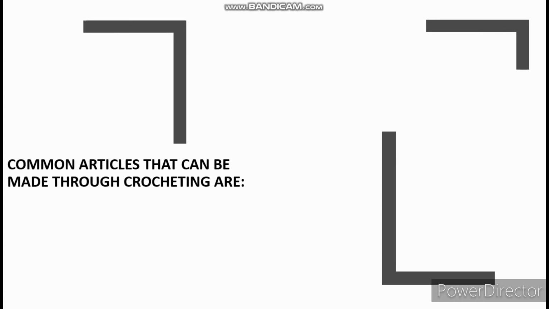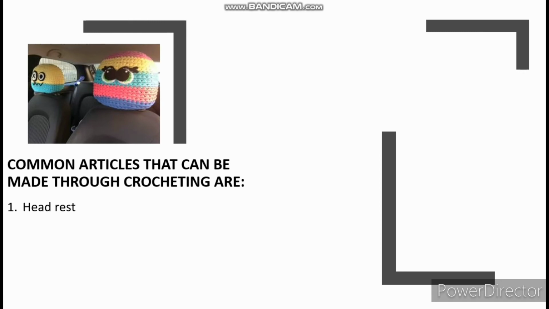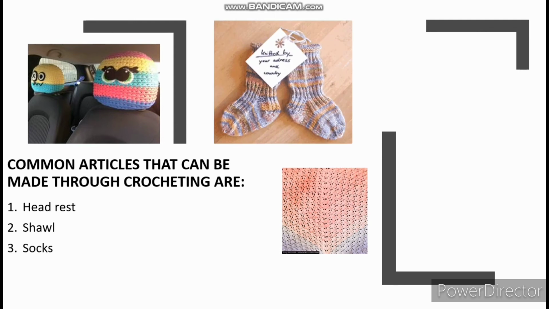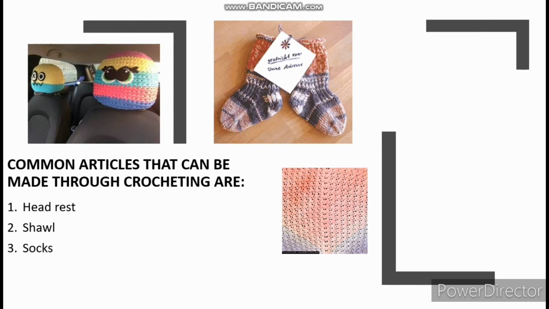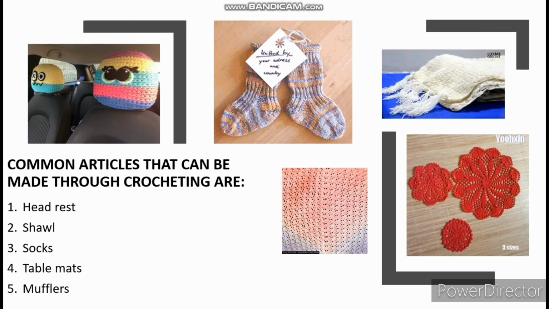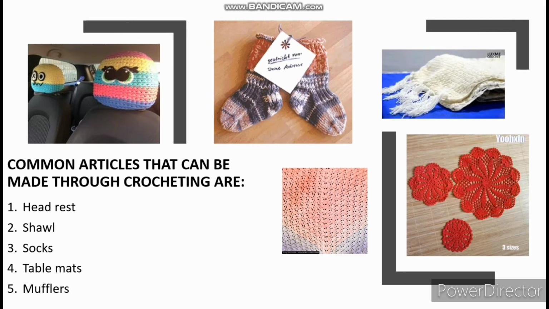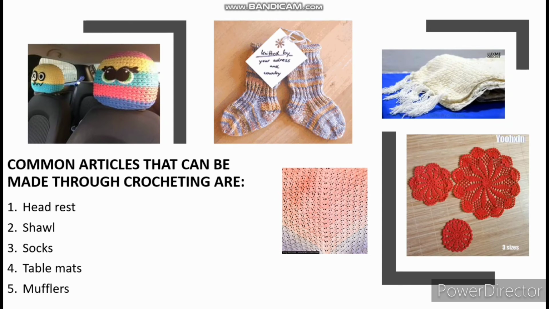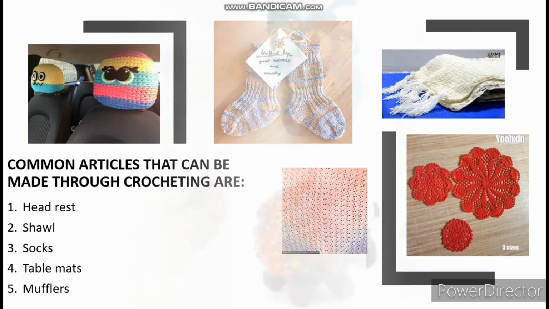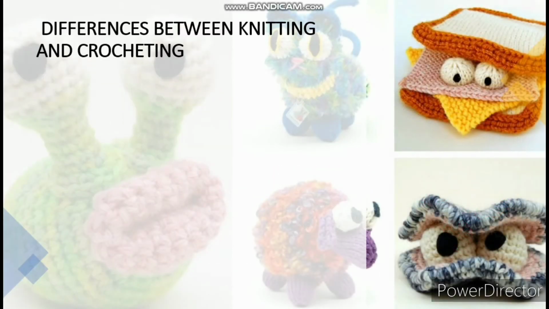Articles that can be made through crocheting. Let's look at them. One, you can make a headrest. Two, shawl. Three, socks. Four, table mats. Five, mufflers. Like I told you earlier, there are a lot of articles that you can make from knitting and crocheting. But what is the difference between knitting and crocheting?